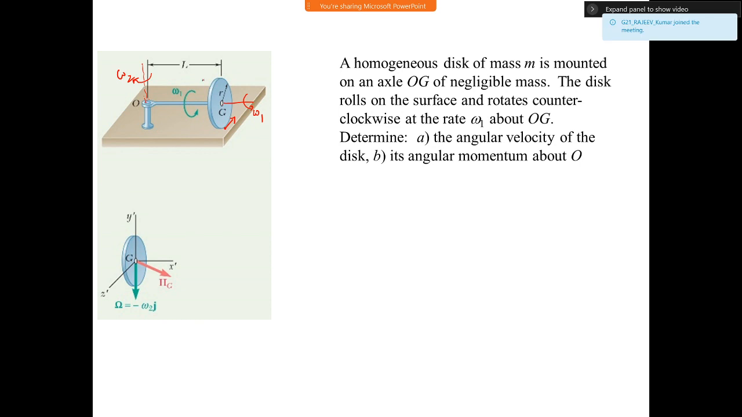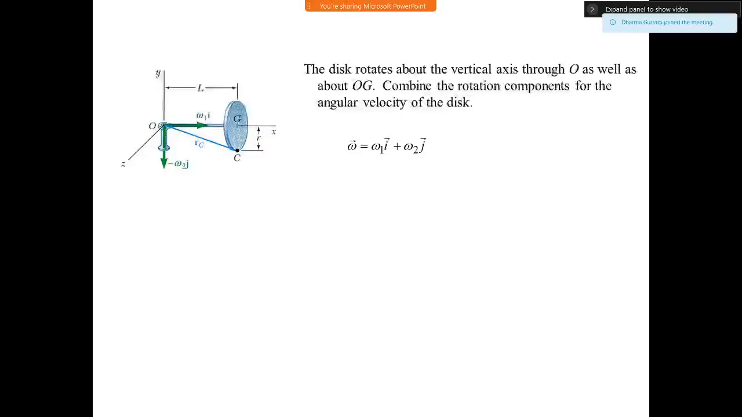So omega 2 times L should be equal to omega 1 times r, and from there you get omega 2, right? And once you get your omega 2, the angular velocity of the whole disk is omega 1 i cap plus omega 2 j cap, if I define x, y, z in this direction. And now what we had is it will go downward.